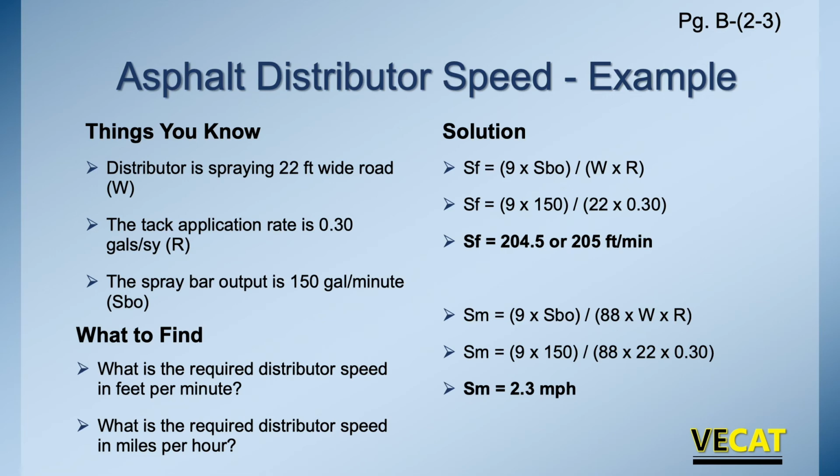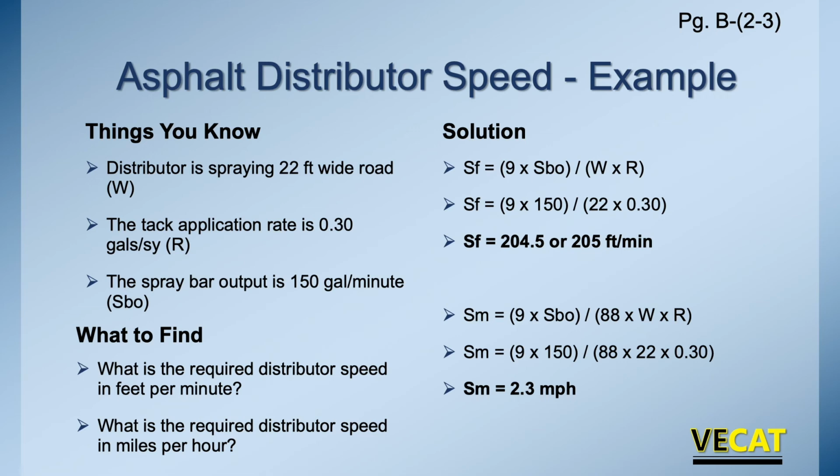So what's the required distributor speed in feet per minute to achieve 0.30 gallons per square yard? And what's the required distributor speed in miles per hour? So, output in feet, 9 times the spray bar output, which is 150 gallons per minute. The width, we're spraying it at 22 feet wide, so we got everything extended, and our rate is 0.3.